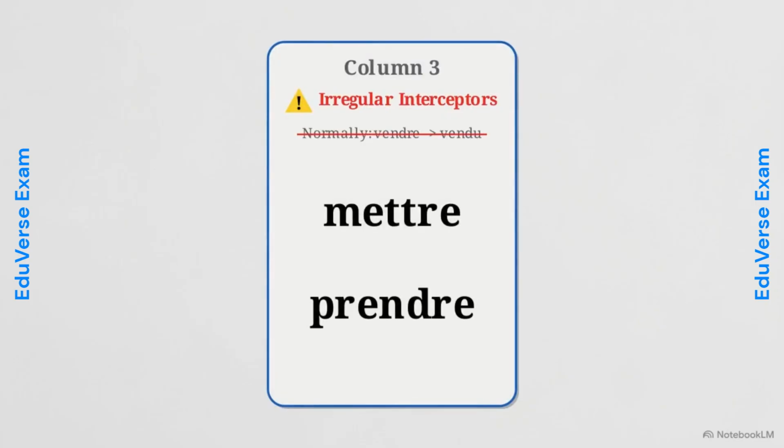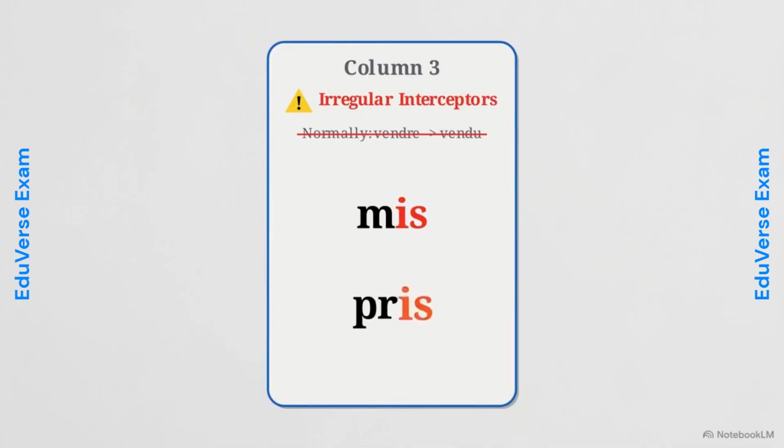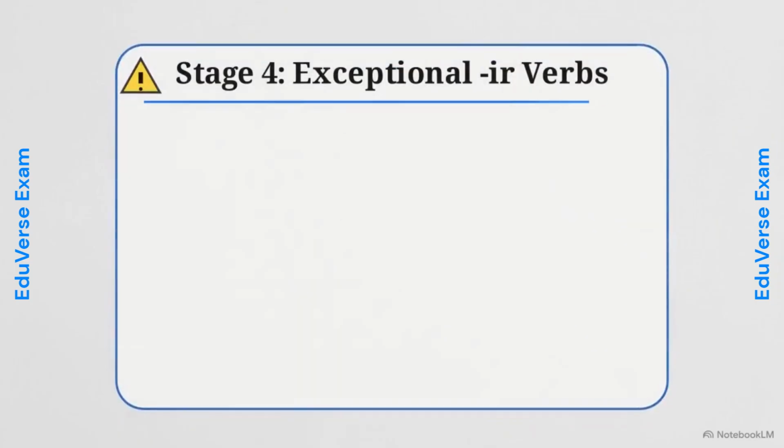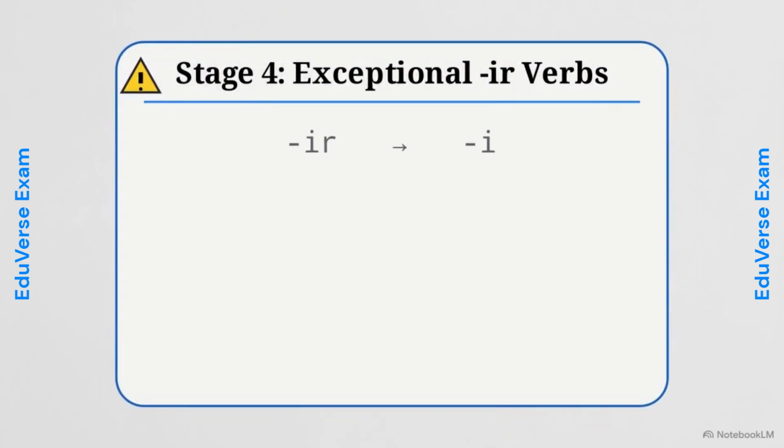These common verbs transform to end with an S, turning mettre into mis and prendre into pris. Log these immediate exceptions onto your cheat sheet right now so they are visually isolated from the regular verbs. Next is the 4th column. This is the home for specific IR verbs that do not follow the drop the R rule we used earlier.